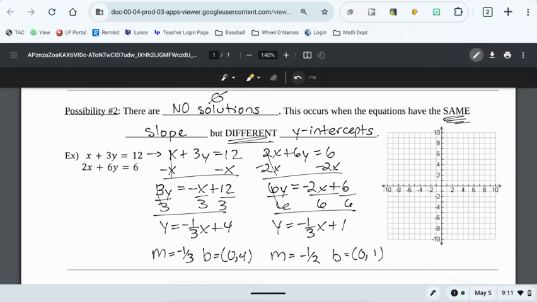All right, so let's graph and see what this looks like. We have 0, 4, down 1 to the right 3, down 1 to the right 3. We'll go up 1 to the left 3. I think that's good enough. Let's go ahead and connect. Again, you only need 2 points to graph a straight line.